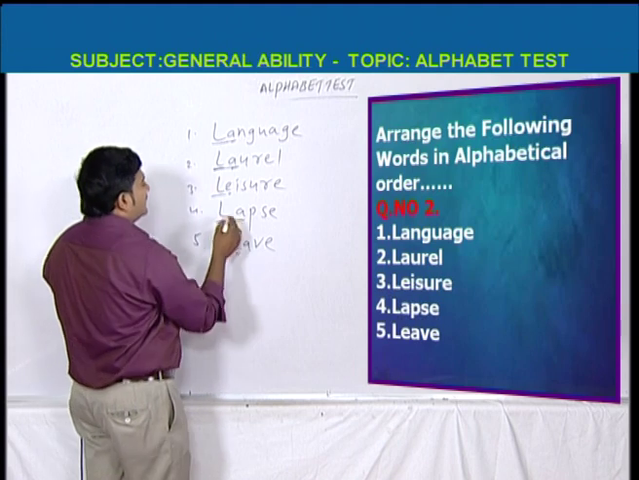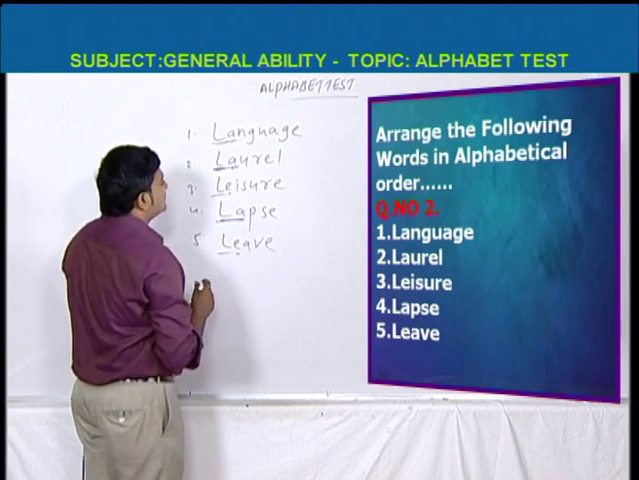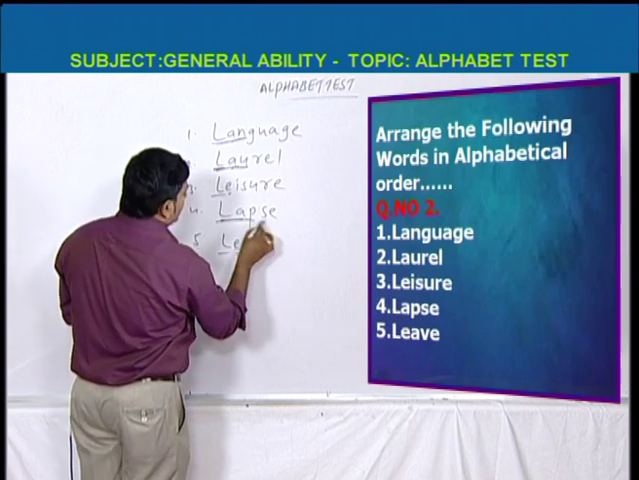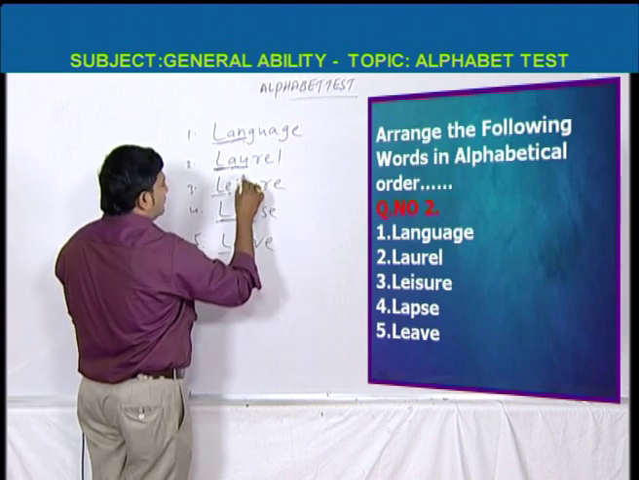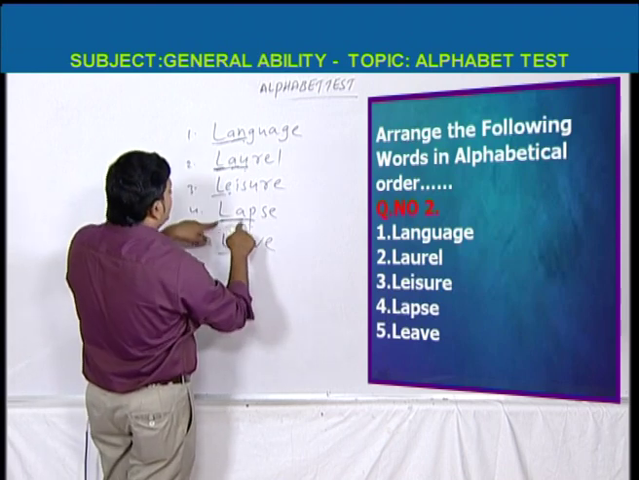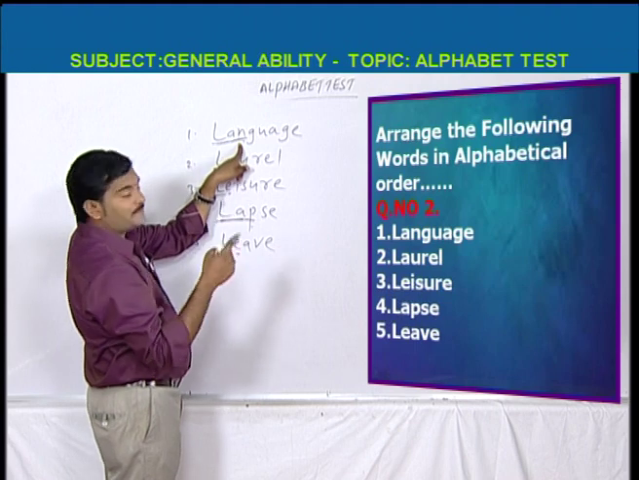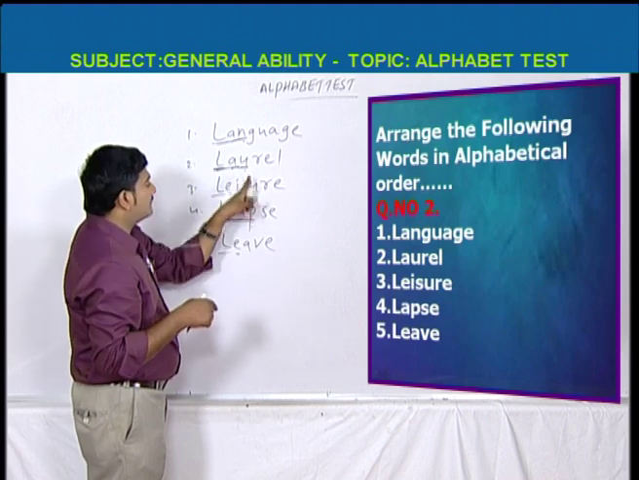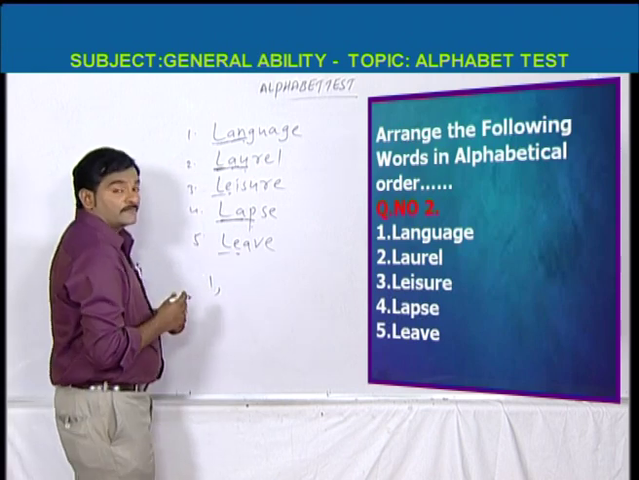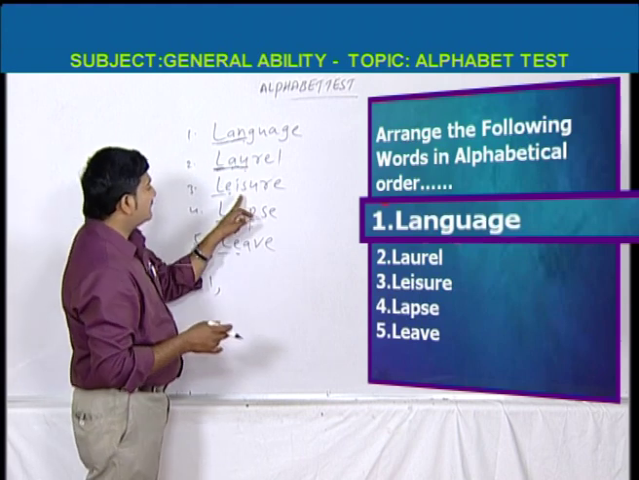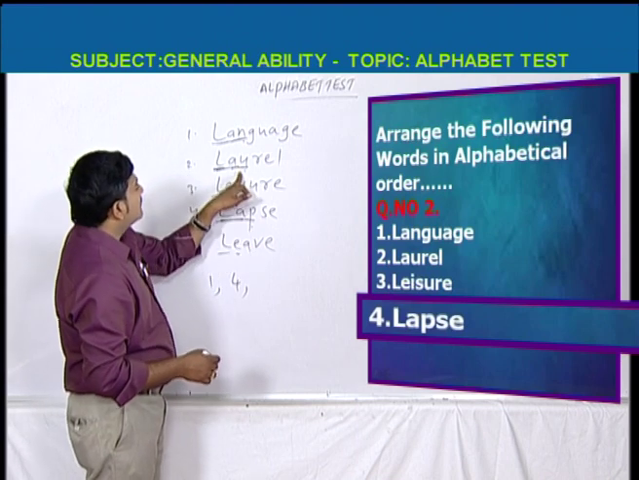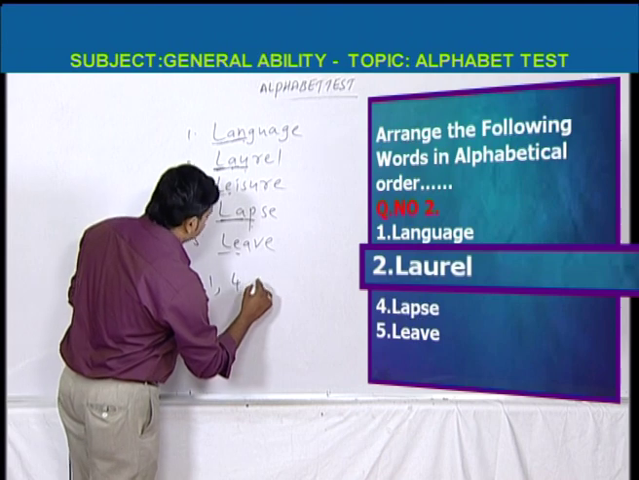After LA, since LA is common, you have to focus on the next letter. The next letter is LAN, LAU, LAP. See, tell me, will you get N or U or P first here? Obviously, after LA, the next one is LAN, because N means 14, U means 21, whereas P means 16. So obviously you will get the 14 one only. That's why in the dictionary first you will get language. After language you will get lapse. After lapse you will get laurel. Okay, that is the second one.